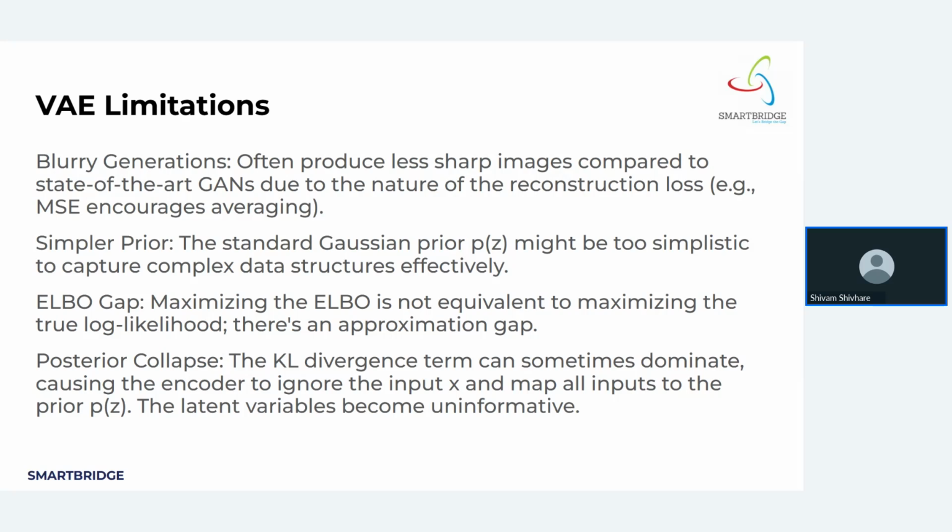Limitations: it has some limitations. Posterior collapse: the KL divergence term can sometimes dominate, causing the encoder to ignore the input and map all inputs the same. Also there are the ELBO gap, simpler prior, and blurry generation. In some scenarios GANs are used for this blurry generation. There are some restrictions in using variational autoencoders. Not only for this, every model is going to have some limitations, meaning issues. You need to take care about those limitations. Okay, guys.